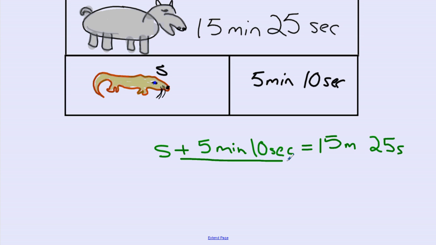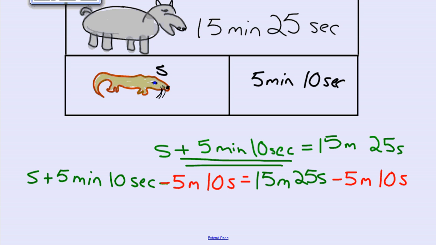All right, the next thing, what would my next step be? Well, I want to get rid of this. Well, what do I do to get rid of this part? I need to subtract that same amount from both sides. So go ahead and subtract that same amount from both sides. Okay, and once you have that, the next step is going to be to simplify. So I'm going to simplify this. 5 minutes and 10 seconds minus 5 minutes and 10 seconds equals 0. Okay, so I have S plus 0, that's the sea otter, plus 0 time, is equal to 15 minutes and 25 seconds minus 5 minutes and 10 seconds.